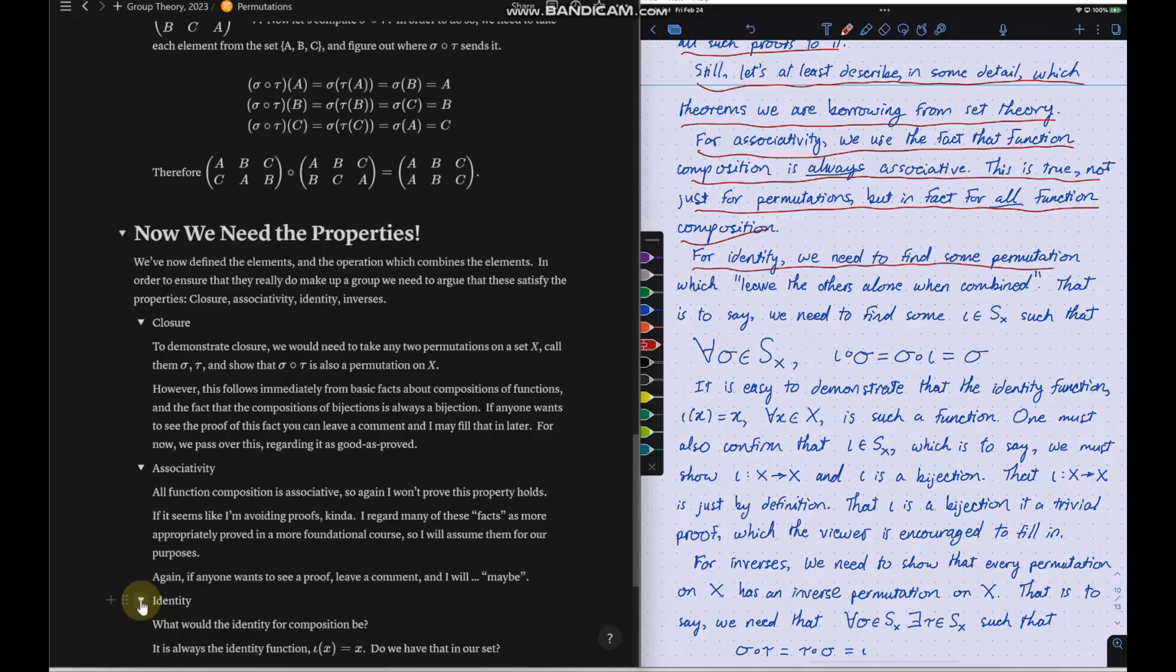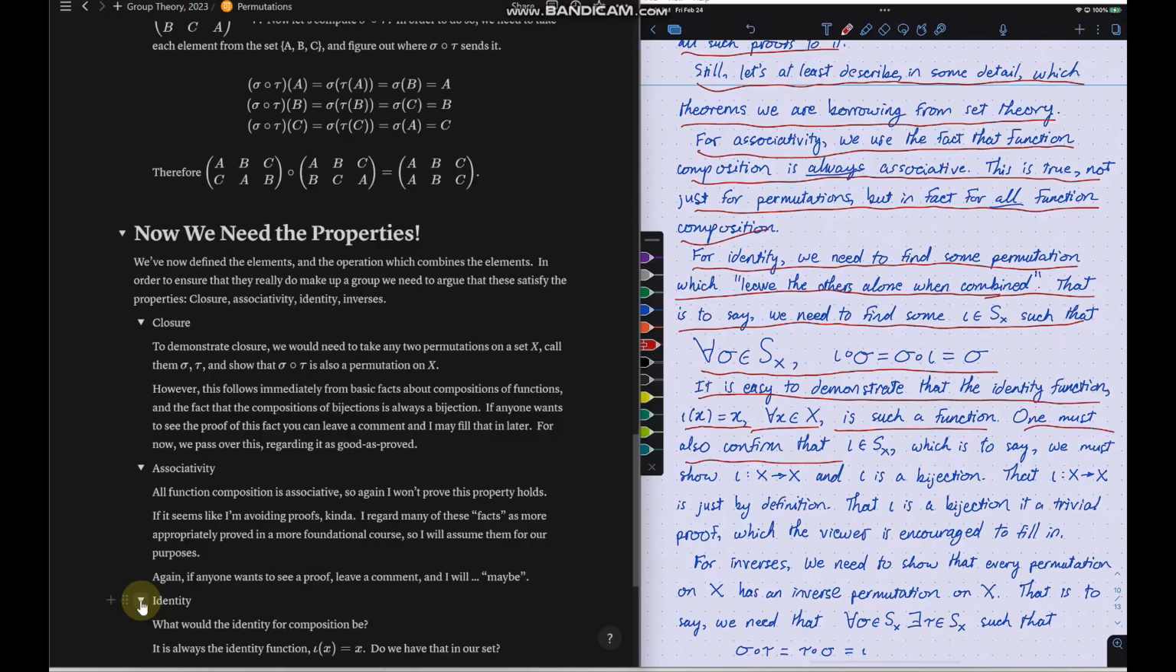For identity, we need to find some permutation which leaves the others alone when combined. That is to say, we need to find some iota in S sub X such that for all sigma in S sub X, iota composed with sigma is sigma composed with iota is just sigma. That's what an identity element is, right? It is easy to demonstrate that the identity function, iota of x equal to x, works. That's a definition, right? So if we define iota to be this function for all x in X, it's easy to show that it is such a function.